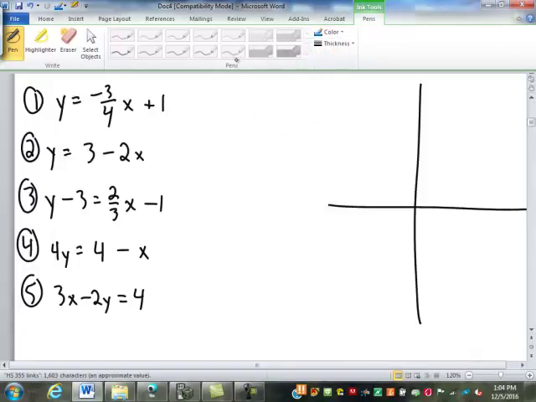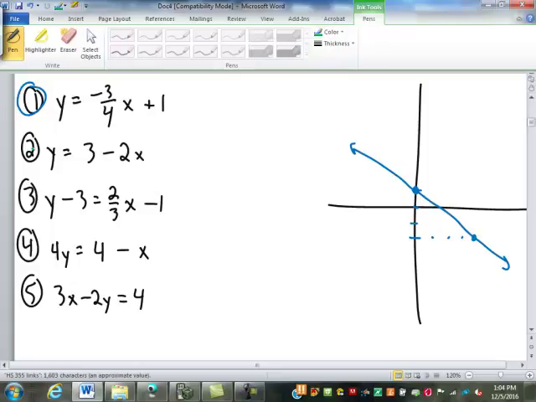So, number one, where does it start? At positive 1. Okay, from there, where does it go? It goes down 3 and over 4. Down 3, over 4. That line look familiar? We are already one ahead of last time.